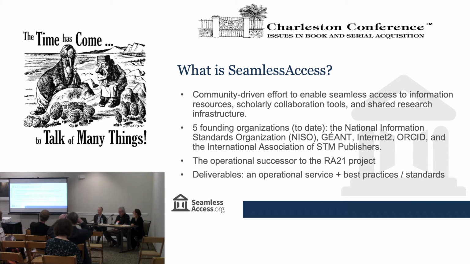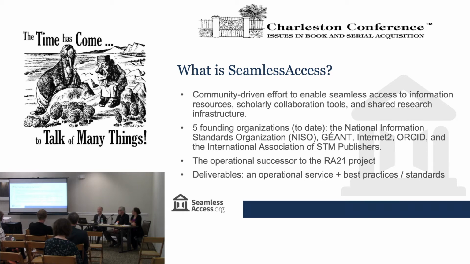To date, we have 5 founding organizations. We've got the National Information Standards Organization, NISO. We've got GÉANT, which is a European research and education network that operates a service called eduGAIN, which connects more than 60 research and education networks around the world. Internet2, the US research and education network, operates the US identity federation InCommon, among many, many other activities. ORCID is a non-profit that provides researchers with a persistent digital identifier, and the International Association of STM Publishers.